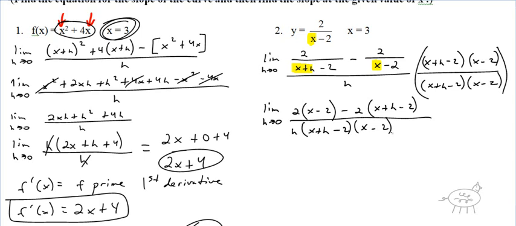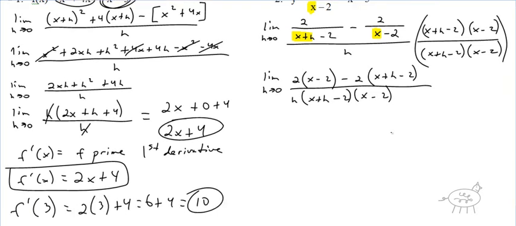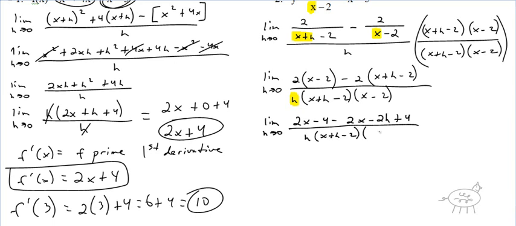All right, please don't distribute the bottom. If you do that, again, we're trying to get rid of this h. If you distribute the h in the bottom, you're going to make it more challenging to get rid of that h. Okay, it's going to be kind of brutal. So let's keep going here. Limit as h approaches 0. And I'm just going to distribute that. So 2x minus 4 minus 2x minus 2h plus 4, all over h times x plus h minus 2 times x minus 2. And what do you notice cancels? The 2x's cancel and the 4's cancel, which is perfect.